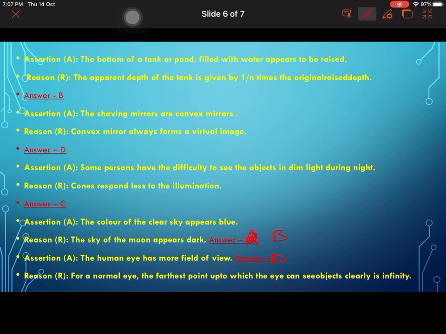So in this also, question number first one, the answer will be C, not B.